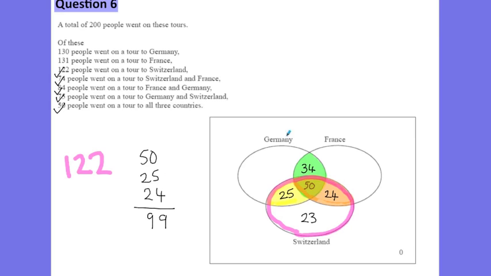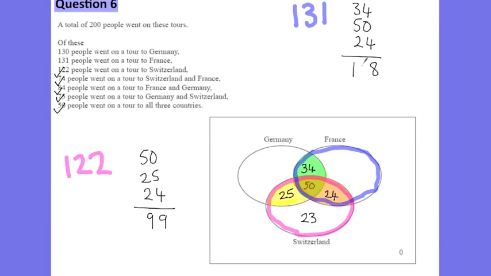Okay, now moving on to our next category for France. Everyone who went to France needs to be inside this circle. How many? 131. How many people do we have already in the France category? 34, 50, and 24. 108. 108 already, and we have the fact that 131 went to France together. Therefore, we also have 23 people who only went to France.